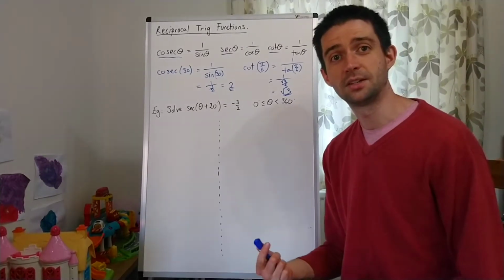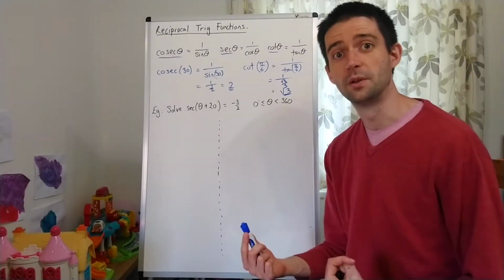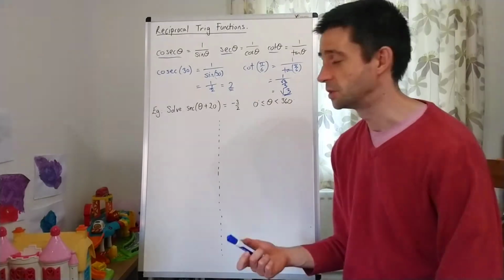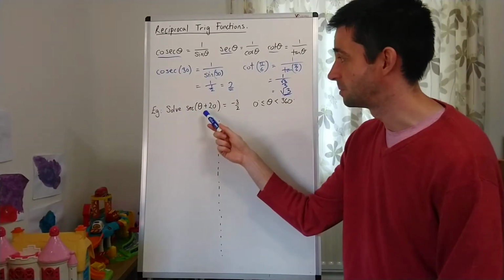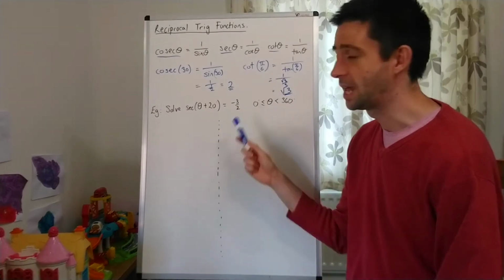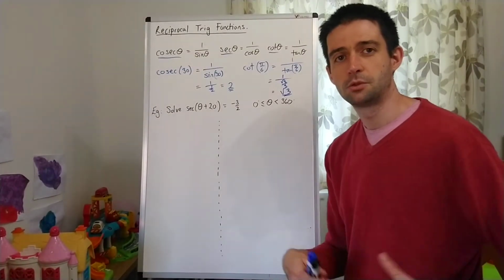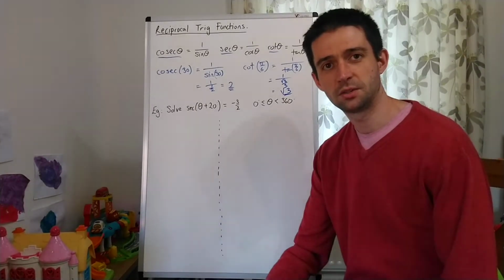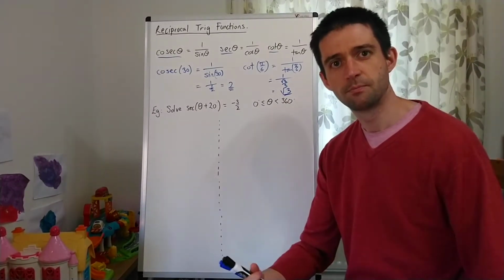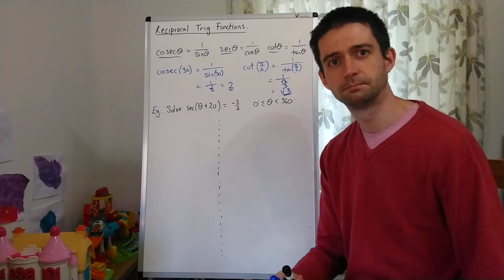What we're now going to look at is how to solve an equation with one of those reciprocal trig functions. So what we have here is to solve sec of theta plus 20 equals negative 3 over 2. So think, okay, what do I know about sec? How could I approach this? Give it a go, pause the video and see if you can work this one out for yourselves.